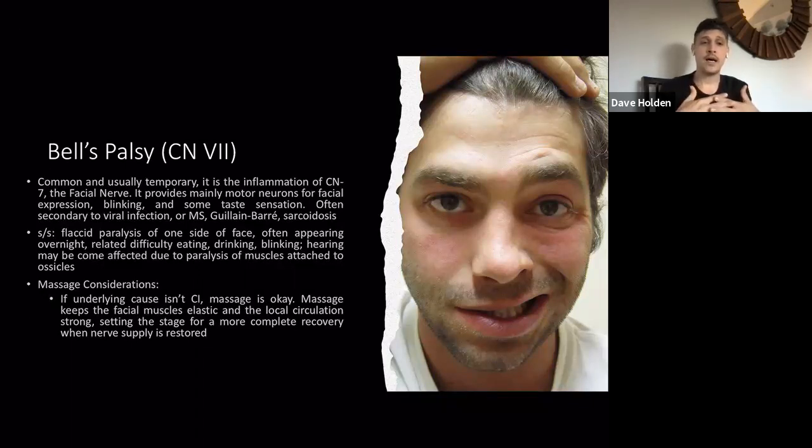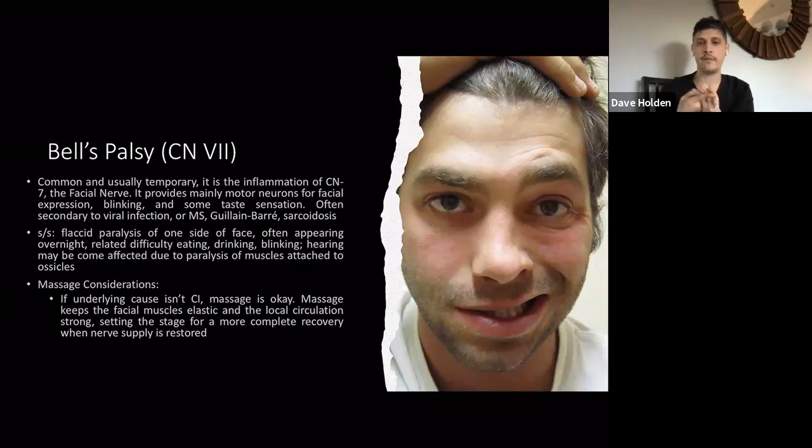If the underlying cause of the Bell's palsy is contraindicated, we don't touch them. If they have some kind of active nerve infection going on, do not touch anyone who is infected with anything. If the underlying cause is, say, multiple sclerosis and they're in remission, not actively having a flare-up, then in that case massage would be okay.